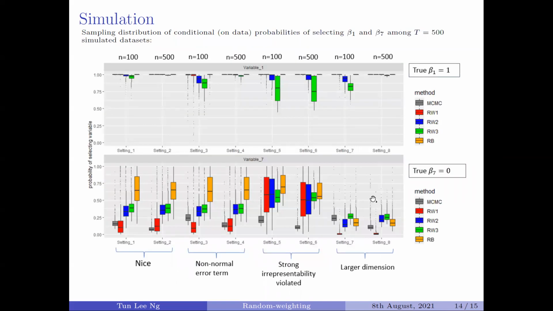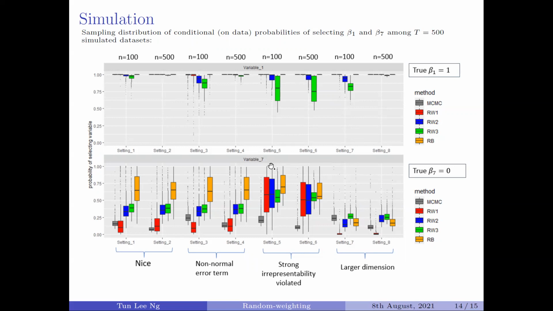In another simulation setting here, we are comparing the sampling distribution of the conditional probabilities of selecting the first variable and the seventh variable among the 500 simulated datasets. For the first variable, its true value is actually 1. So we want all the methods to select this variable, right? Because this variable is relevant. As we can see here, all the methods, except for the third weighting scheme in settings 5 and 6, usually have very high probability of selecting variable 1.